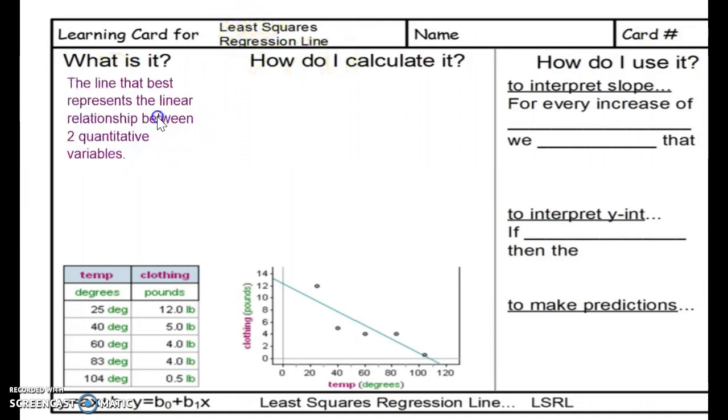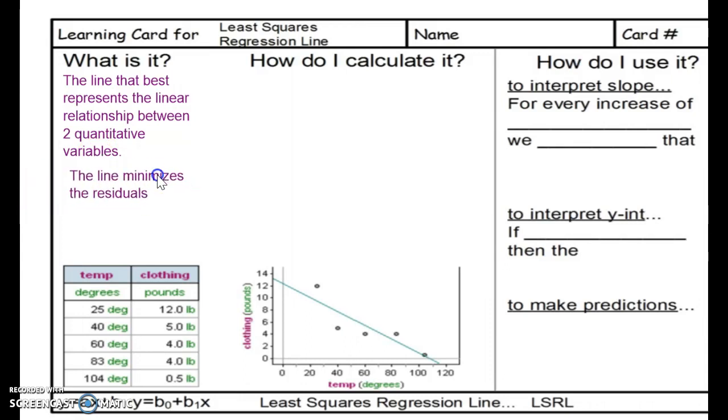Well, what is it? Your line of best fit or your least squared regression line is the line that best represents the linear relationship between two quantitative variables. Another thing that we can say about the least squared regression line is that it minimizes the residuals. Now you may say, what is a residual? I don't know what that is. Well, a residual is the observed y value minus the predicted y value.